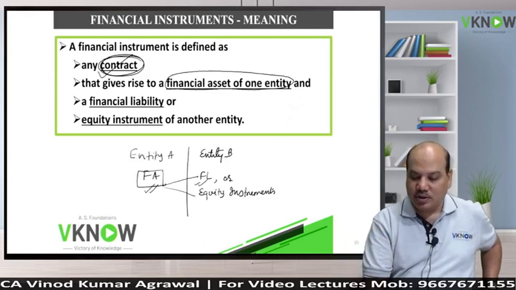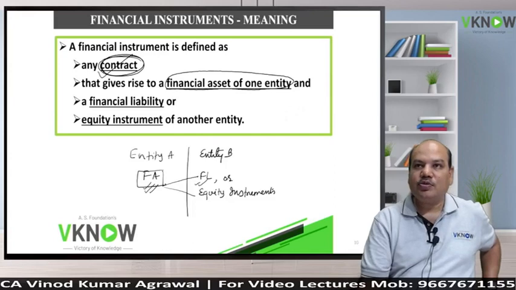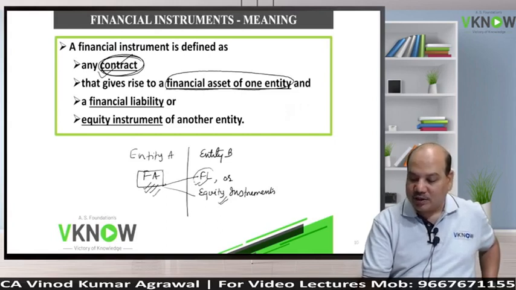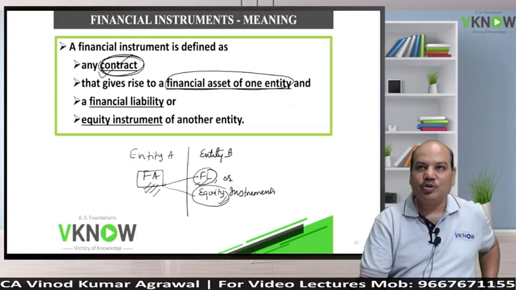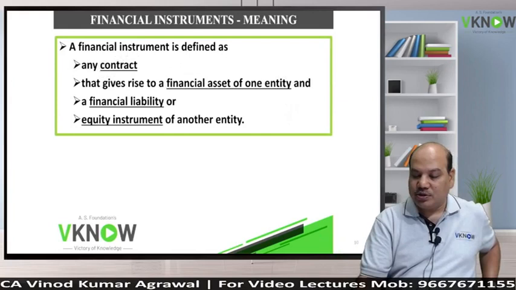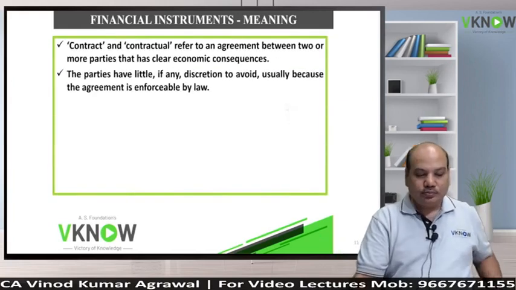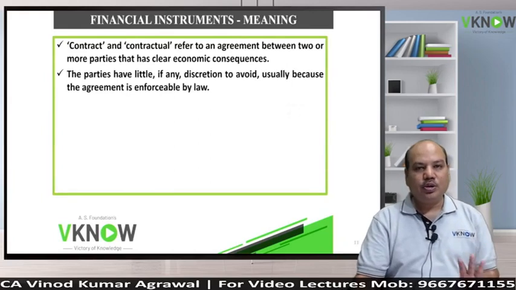Equity share investment, very simple. Equity share investment is a financial asset in the books of A and is an equity instrument in the books of B. Preference share issued by entity B and subscribed by entity A is a financial asset for A, and it can be either a financial liability or an equity instrument in the books of B. These features make a contract a financial instrument. As we go ahead, we'll see more information about financial instruments.